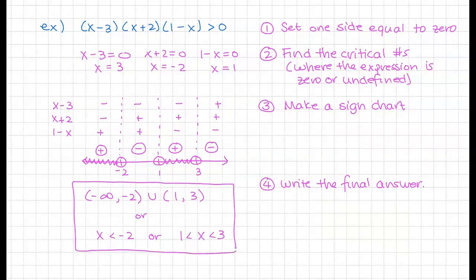So that's going to be the idea. In general, what you're going to want to do is make one side equal to 0, find the critical numbers, and to find the critical numbers, it's where it equals 0 or is undefined, so the easiest way is to factor. If it's not already factored, factor it. Make your sign chart, and then from your sign chart you can get this. And when you get the hang of the sign chart, it's actually pretty quick to do these problems.